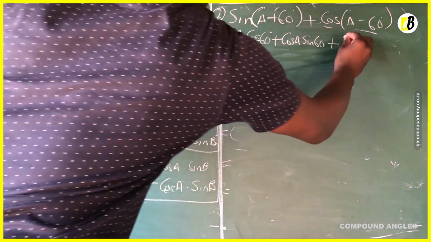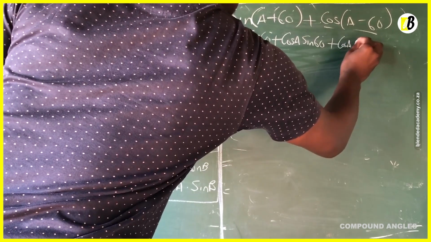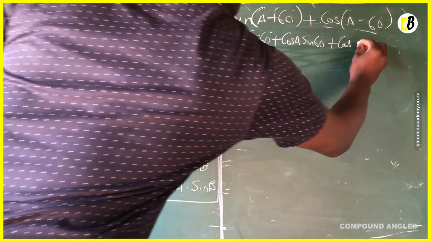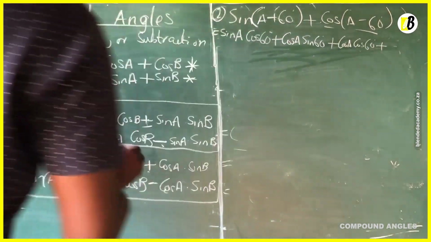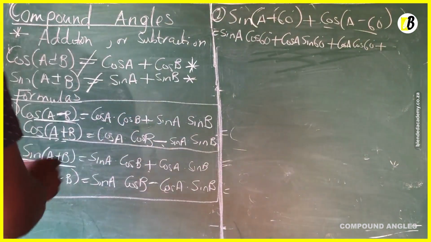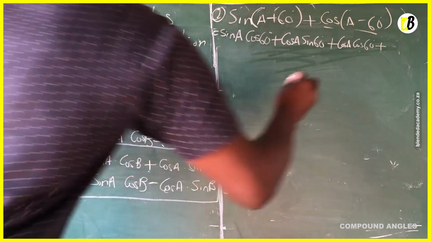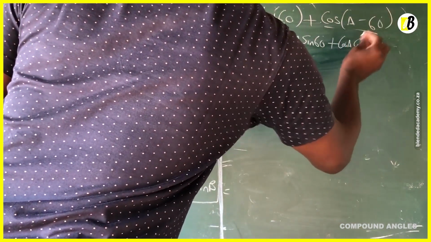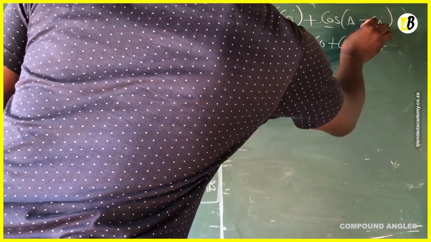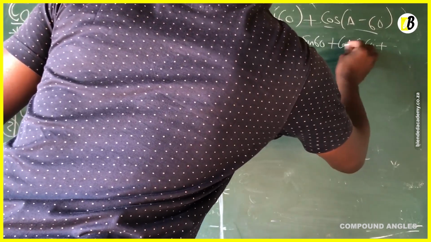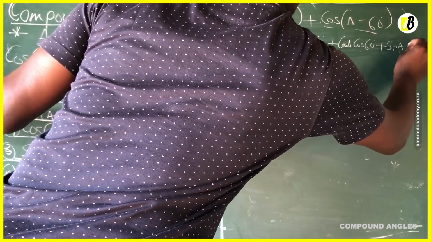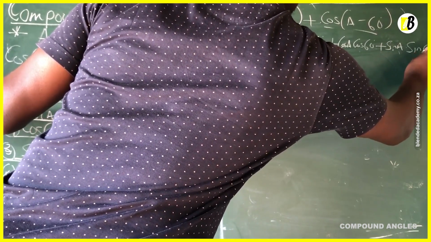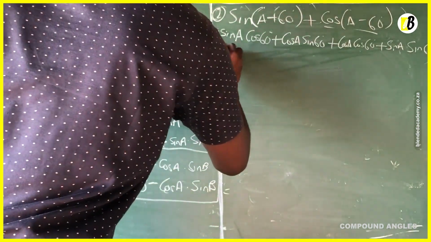It's going to be cos A multiplied by cos 60 plus sine A. Because it's a negative there, with cos the sign changes, so the negative is going to change to positive. So it's cos A cos 60 plus sine A sine 60 degrees.